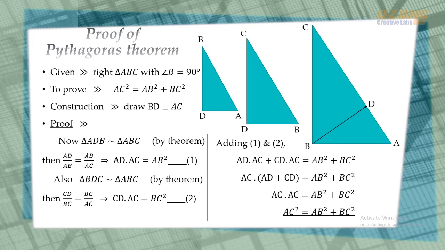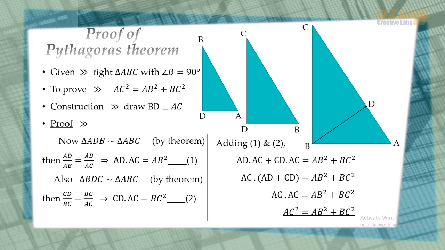In the same way we will compare the second triangle and the bigger triangle. So the second triangle BDC is similar to ABC. So in BDC, CD will be similar to CB, right? So CD by CB is equal to BC by AC. CD by BC will be equal to BC by AC. So by cross multiplying we will get CD into AC is equal to BC square. That we will keep as 2.